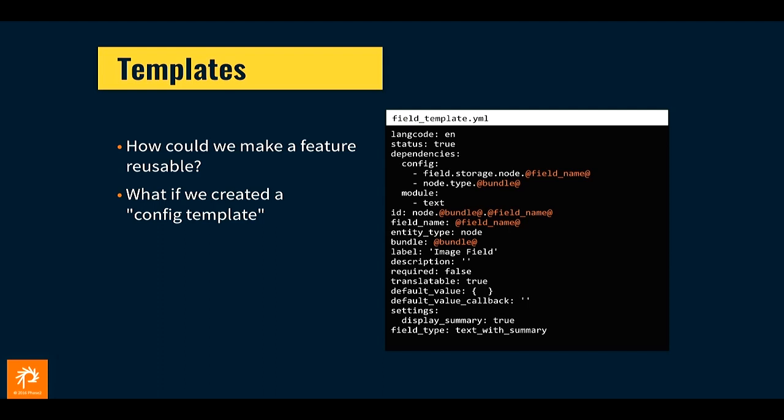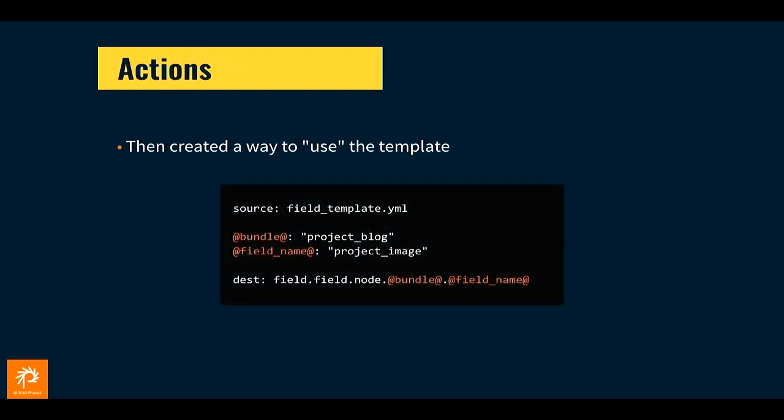So what if we had a way to use this to create config and we call this a template? And so now we want to use this template. Kind of like how you do Twig in Drupal 8 where you say use this Twig template with this data, like you do an include and say with, and then you give it your data mapping. It's kind of the same idea here. You're saying let's use the field template, let's set the field name and bundle to these values, and then let's store this where Drupal wants to store the config, which has the variables in it. Like you want to store it to, you know, field node, project blog, project image in the database.